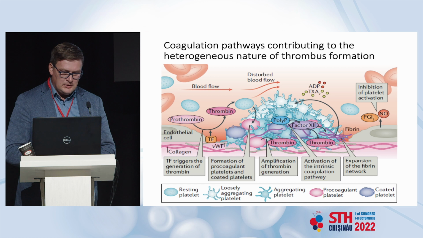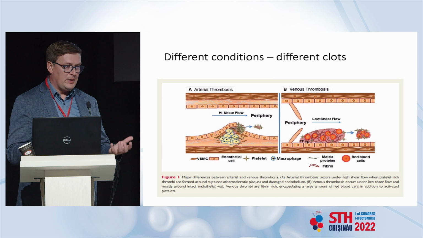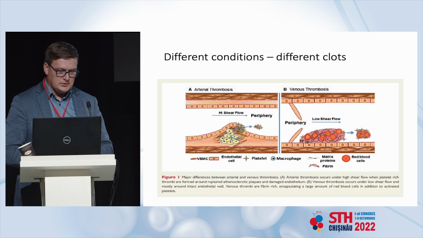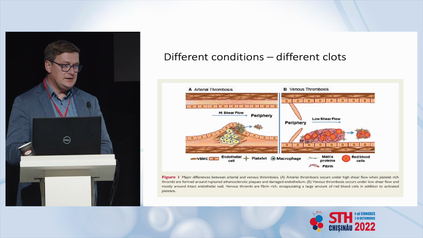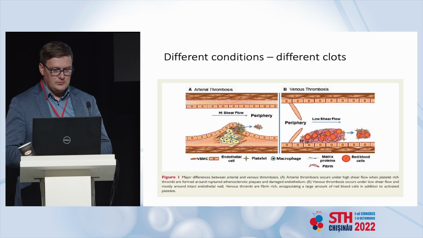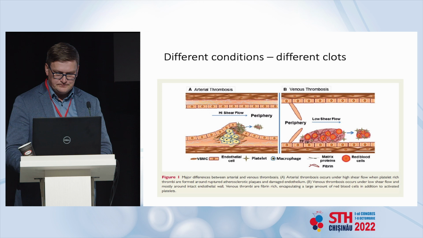And once more, I would like to emphasize that there are different conditions, therefore we have different clots. In arterial thrombosis, clots have more platelets in them, and we usually call those white clots, and the conditions are of high shear flow. In venous thrombosis, the endothelium might actually stay intact, and the clot differs from the arterial one because it has more red cells in it, and we call that clot the red one.